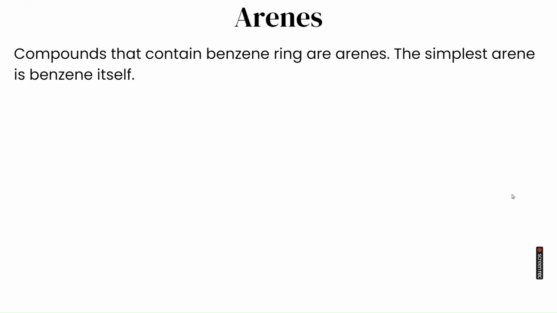This is the first lecture of topic 30.1, arenes, of topic 30, hydrocarbons. Now, what are arenes? Arenes are compounds that contain a benzene ring or multiple benzene rings. The simplest arene is benzene itself.